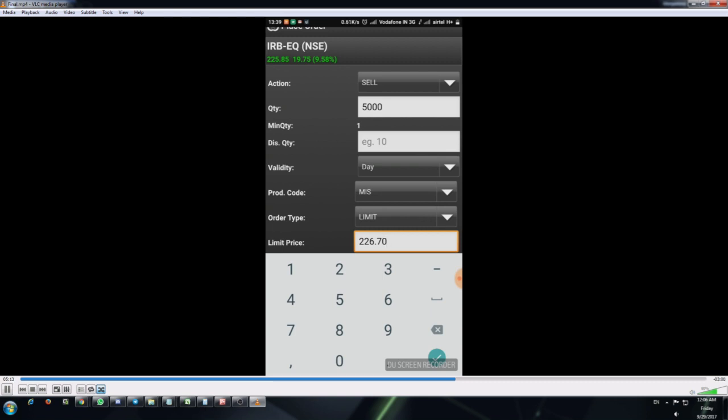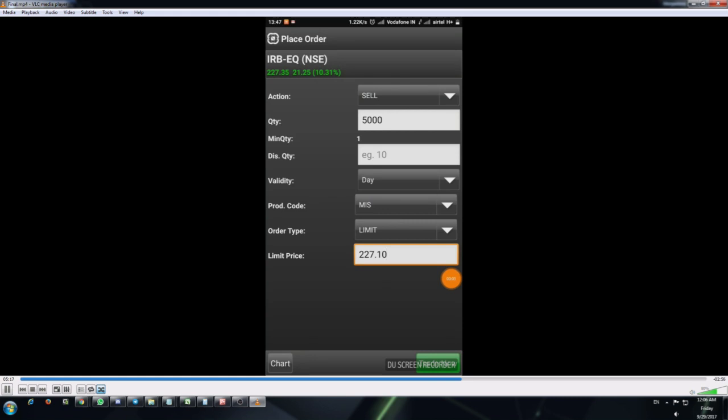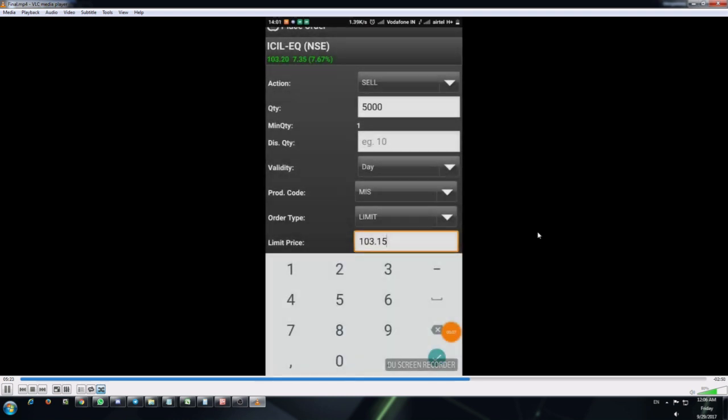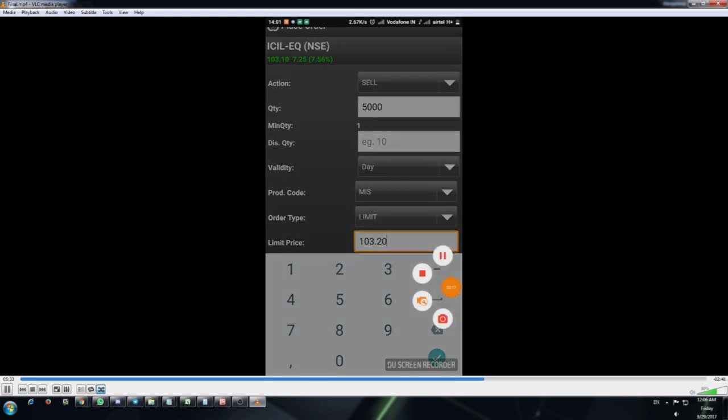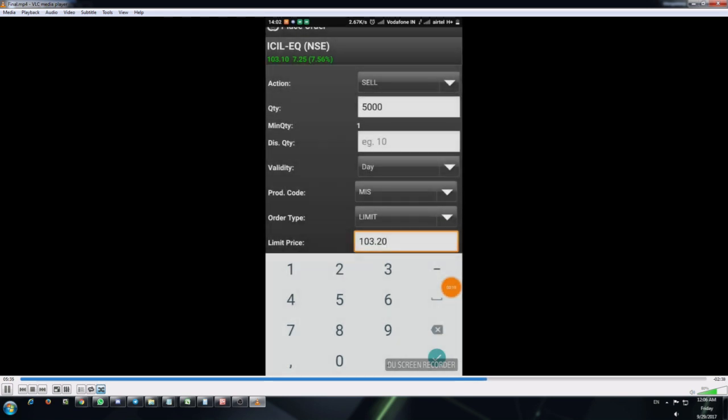IRB at 227.25, I believe. Was a good trade again. 16,250 rupees was what I gained in the second trade of IRB. So in total it went around 48, 49,000 just in IRB.